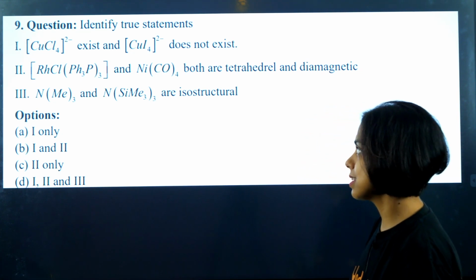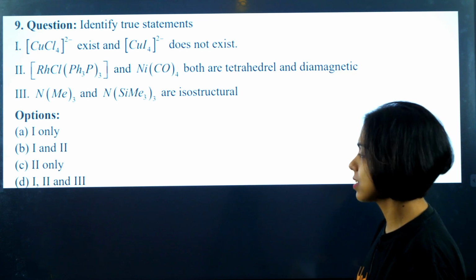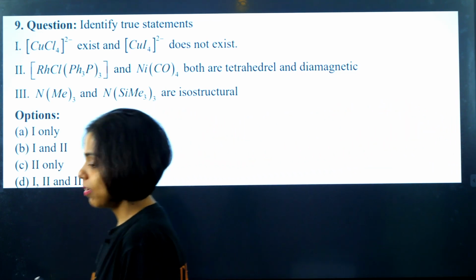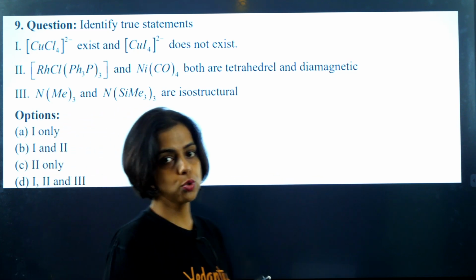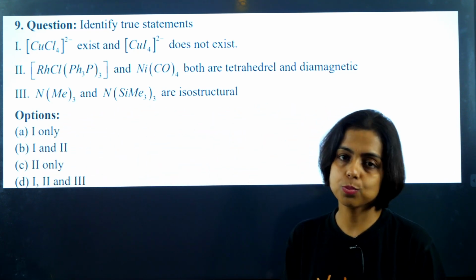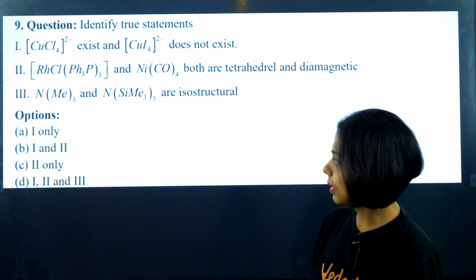CuCl4 2 negative exists and CuI4 2 negative doesn't exist. Very true. Why is this true? Because I negative will reduce your Cu2 positive to Cu positive. So that doesn't exist. Very right.